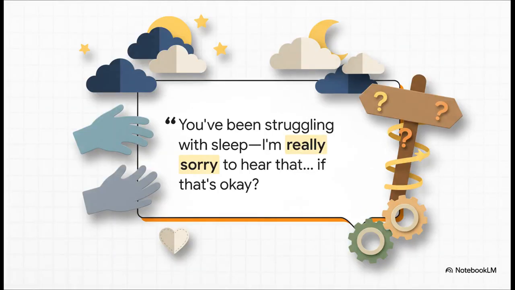Now look at this two-step approach. It's so important. First, you show empathy. You reflect her problem back to her and say you're sorry she's going through it. Second, you signpost. You tell her what you're going to do next, and you ask for permission. That little phrase, "if that's okay," changes everything. It makes it a partnership.